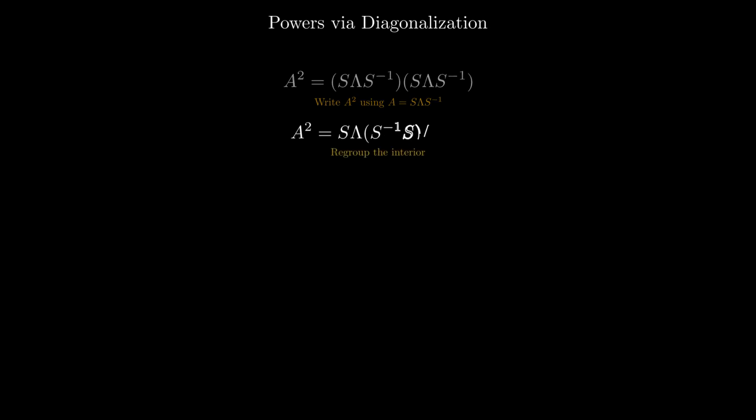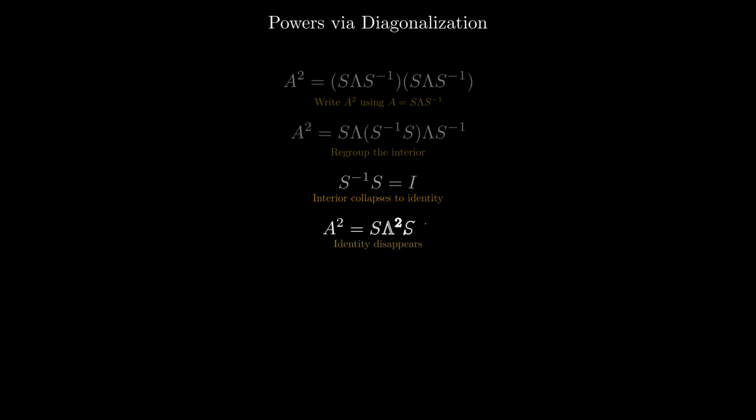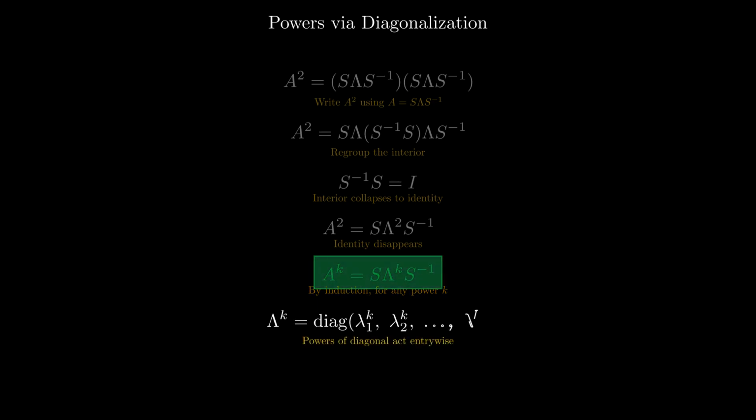Here's the payoff of diagonalization. Let's compute A squared. Since A equals S lambda S inverse, A squared is S lambda S inverse times S lambda S inverse. Look at the interior. S inverse times S collapses to the identity matrix and disappears. What remains is S times lambda squared times S inverse. By induction, the same pattern holds for any power. A to the k equals S lambda to the k S inverse. And raising lambda to the k is trivial. You simply raise each diagonal entry to the kth power.